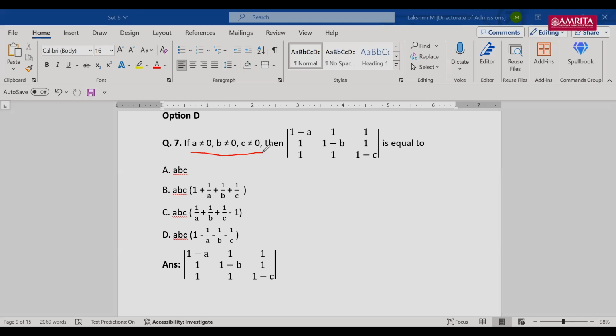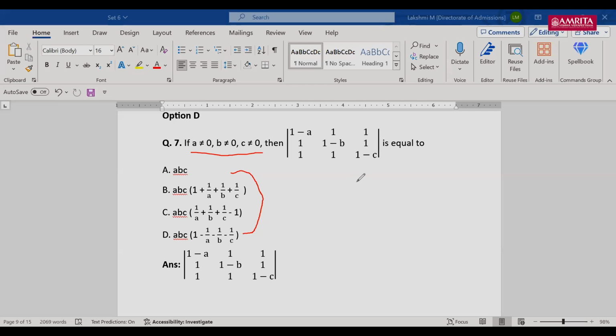This might be a question which you have seen somewhere, because most of the questions with this type of format, this type of options, are there in almost all the previous year question papers, right? So given that A not equal to 0, B not equal to 0, C not equal to 0, then the determinant of 1 minus A, 1, 1, 1, 1 minus B, 1, 1, 1, 1 minus C is equal to.